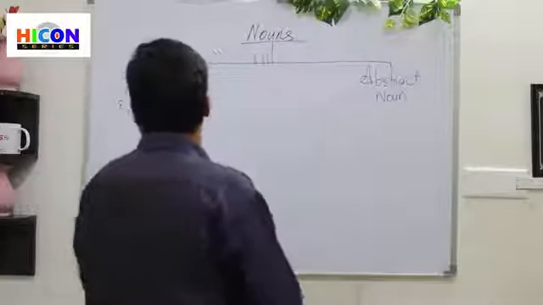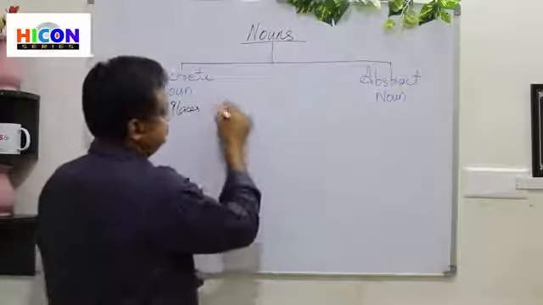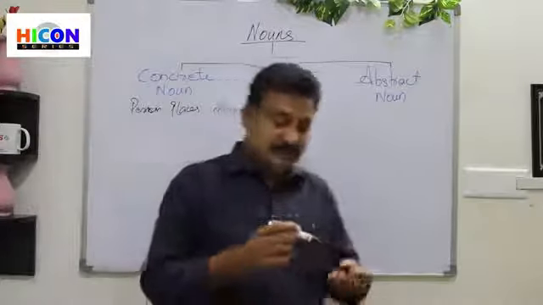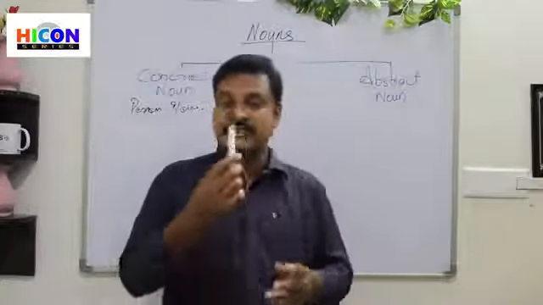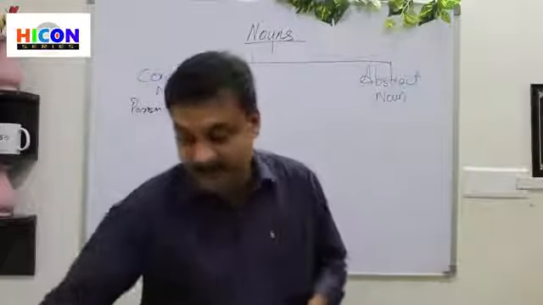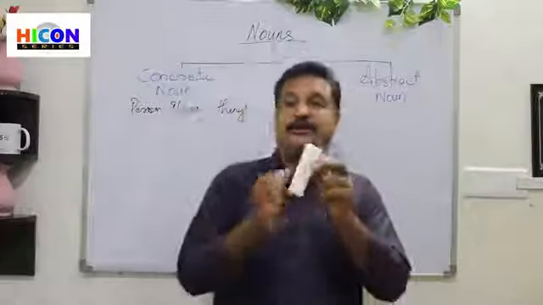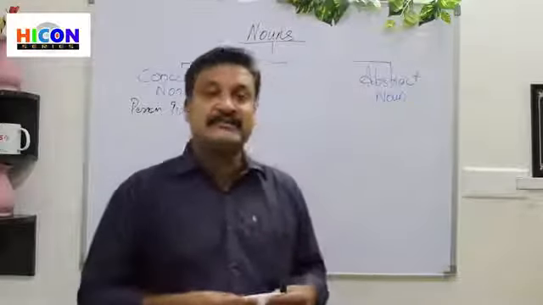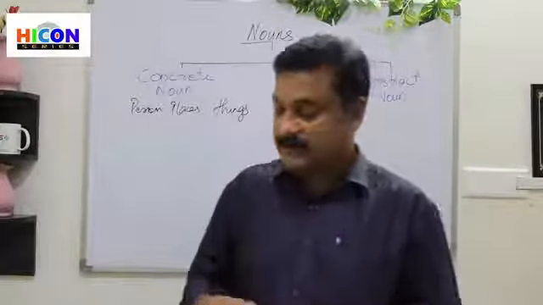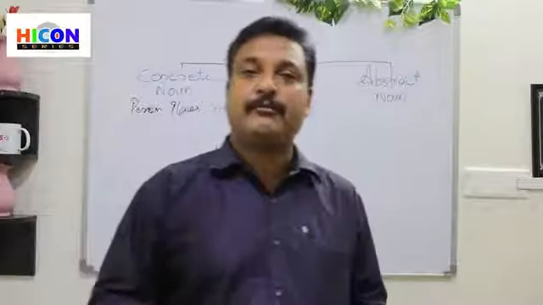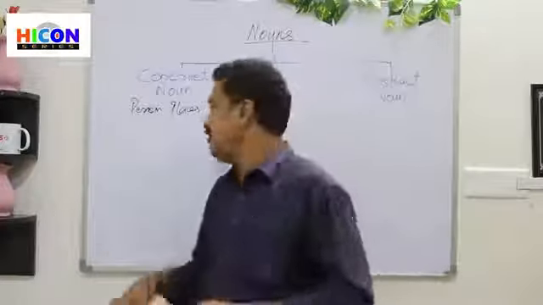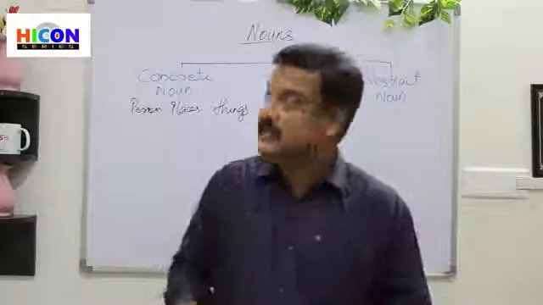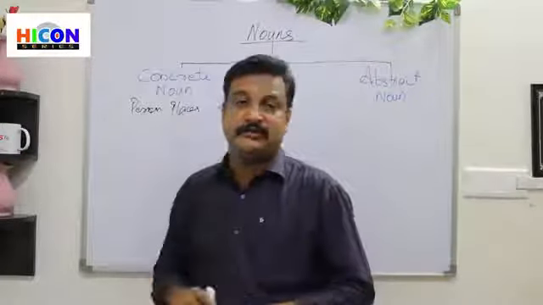Then, things. For example, if I say pen, this is a pen. If I say paper, this becomes paper. Isn't it? So persons, places, things have a specific shape, a specific structure. We can touch them, we can see them. So these things are called concrete nouns.